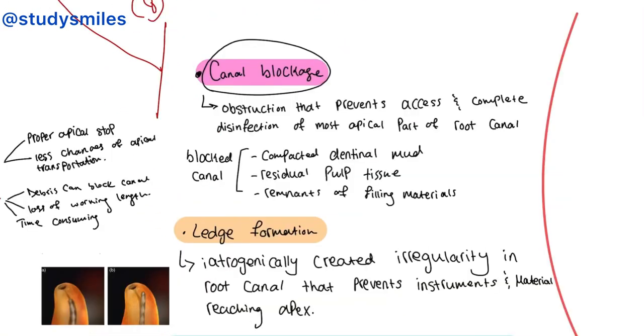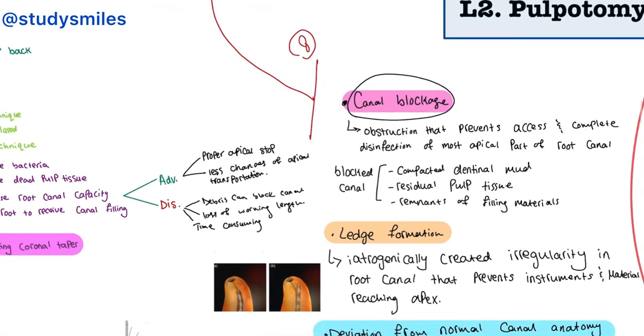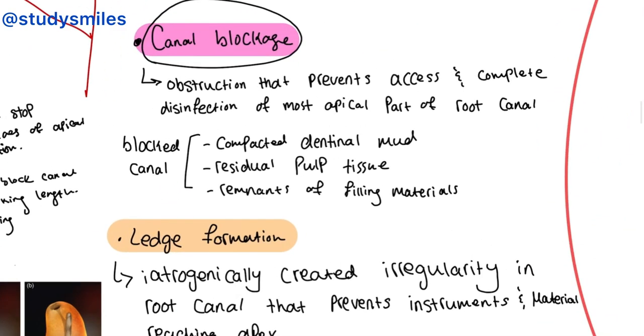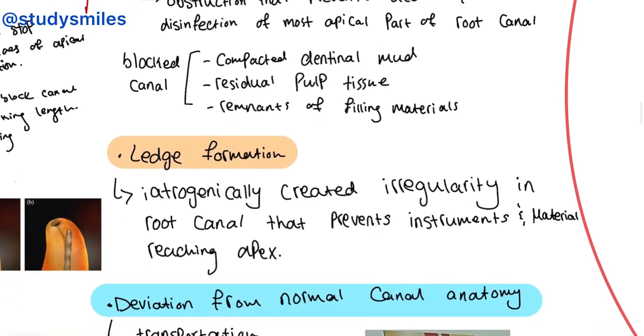Blocked canals can be caused by compacted dentinal mud, residual pulp tissue, and remnants of filling materials, which block the canal. With this, usually you just have to go with a smaller file to make an entrance again, or try to bring out the blocked debris, which usually is not that possible, so we just have to push it through the apex.